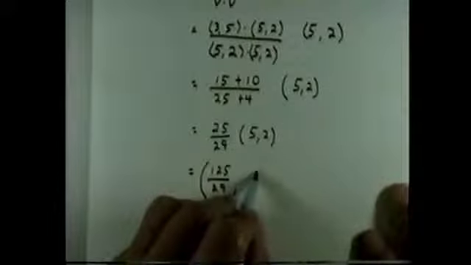Or I could write it as the vector 125 twenty-ninths, 50 twenty-ninths.